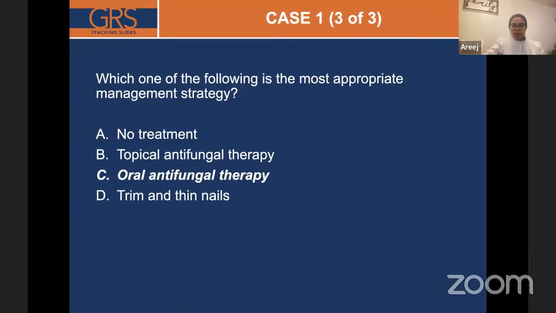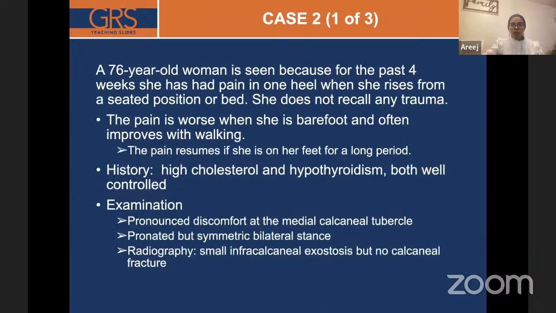So, case 2 is a 76-year-old woman. A 76-year-old woman is seen because for the past 4 weeks she had pain in one heel when she rises from a seated position or bed. She does not recall any trauma. The pain is worse when she's barefoot and often improves with walking. The pain resumes if she is on her feet for a long period.